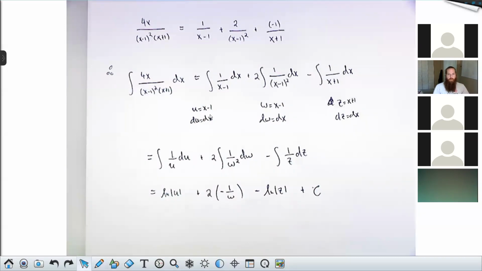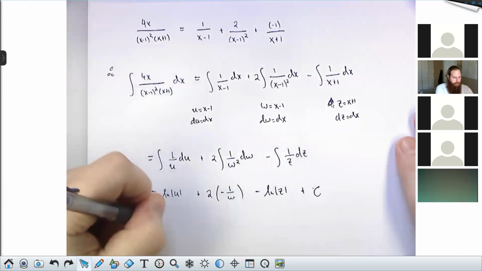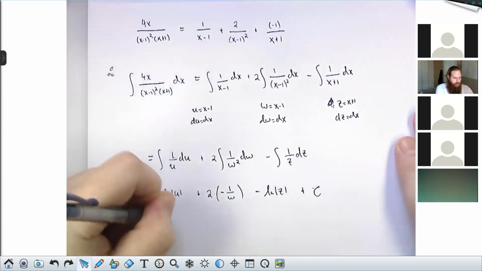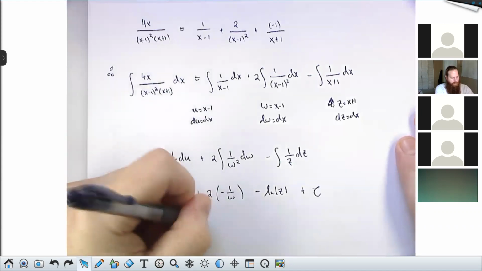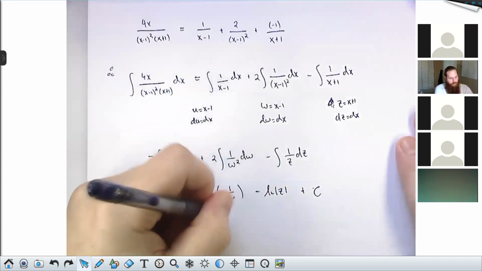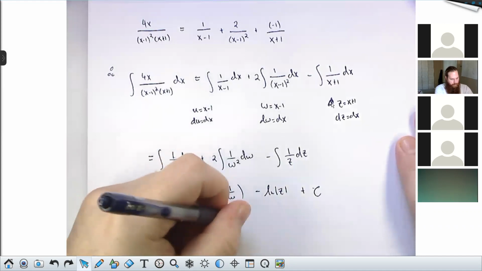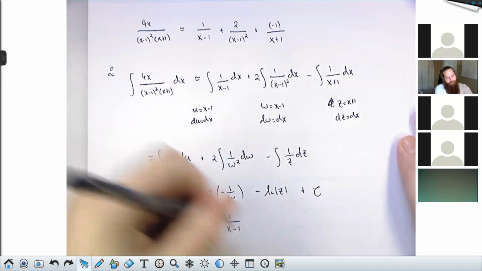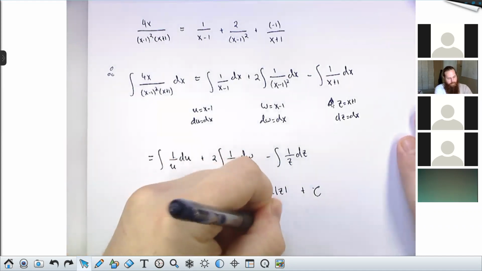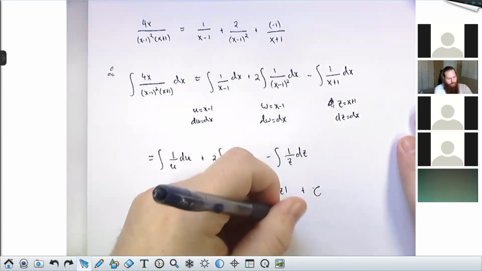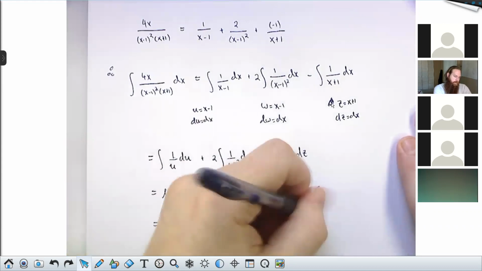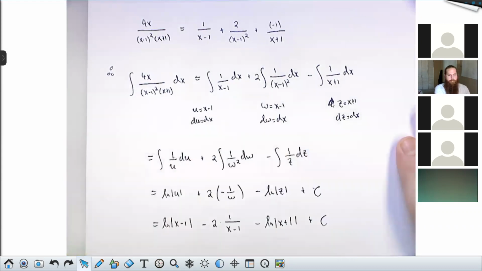And then the final thing is to go back to the original variable. So this is the natural log of the absolute value of x minus 1, minus 2 times 1 over x minus 1, minus the natural log of the absolute value of x plus 1, plus a constant. And that's the game.